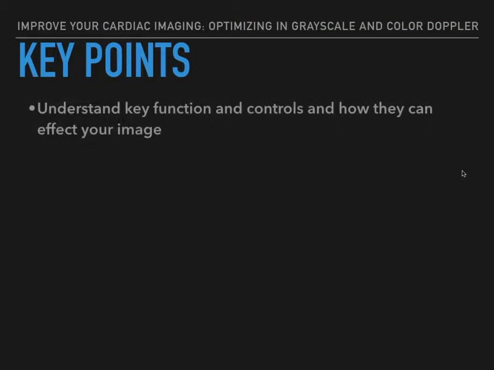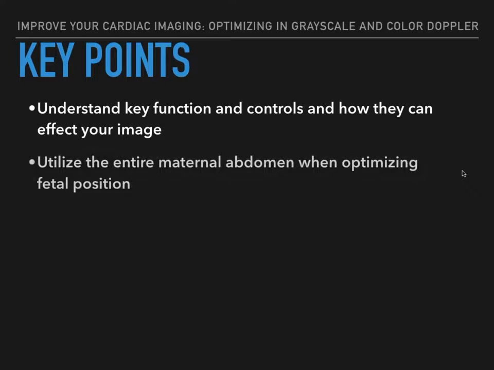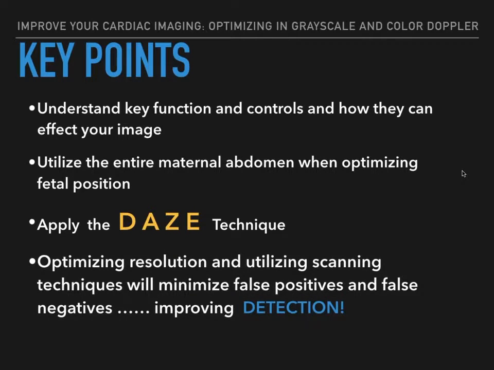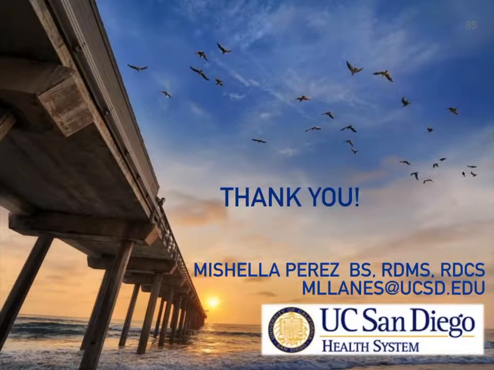So key points: you want to understand your key functions and controls and how they can affect your image. Utilize the entire maternal abdomen when optimizing fetal position. Apply the DACE technique: depth, angle, zoom, enhance. Optimizing resolution and utilizing scanning techniques will minimize false positives and false negatives, therefore improving detection. Thank you very much. Are there any questions?